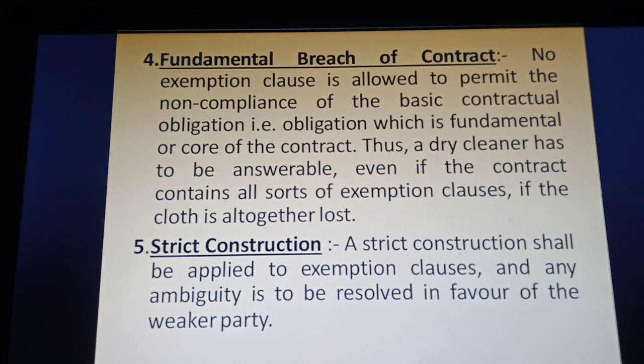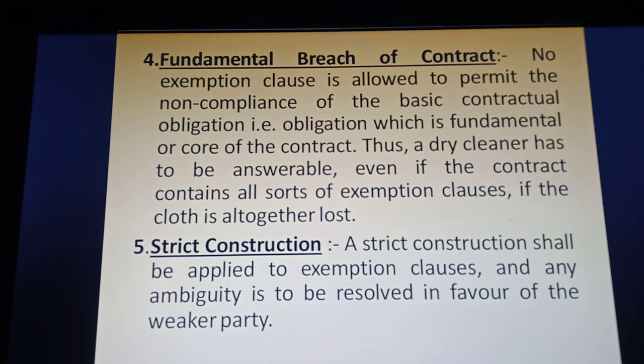Basic contractual obligation means that obligation which is fundamental and necessary for the contract. Does a dry cleaner have to be answerable even if the contract contains all sorts of exemption clauses, if the cloth is altogether lost? That means the dry cleaner has to pay the compensation fully. And the most important point is the fifth point.